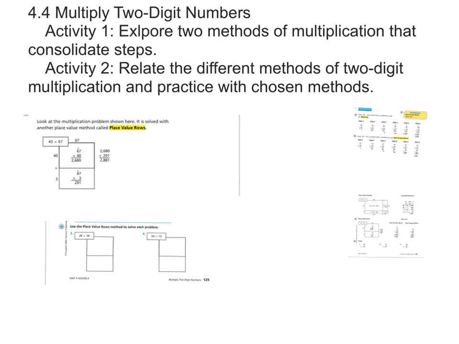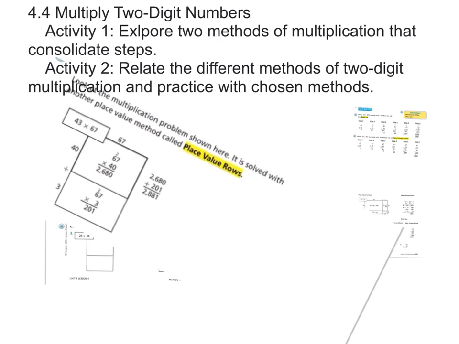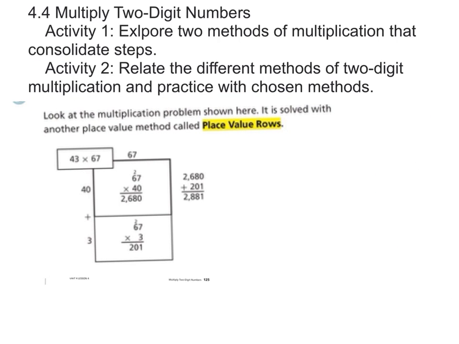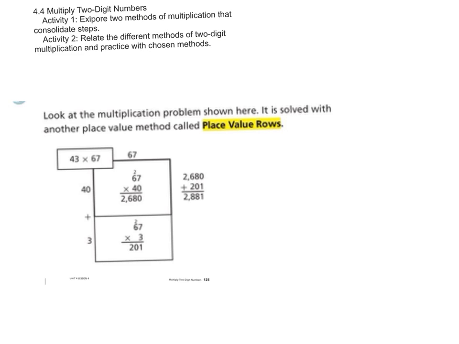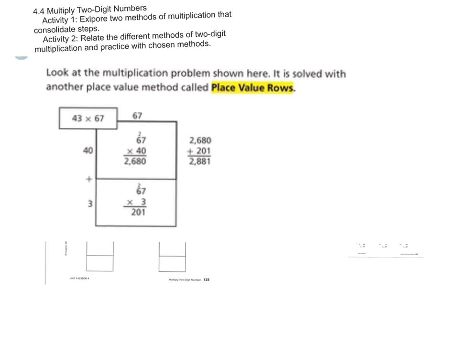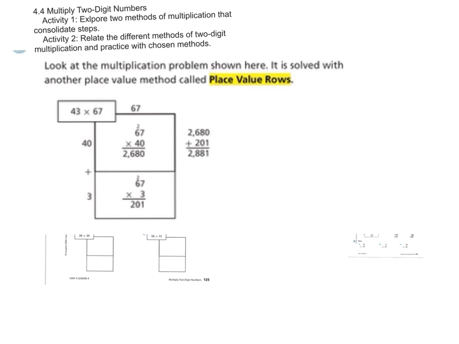So in class, we were discussing the place value sections and partial products and how to do expanded notation forms with the area model. Tonight, we're going to talk about place value rows. And here is an example of it right here. It's using our place values again, but it's looking at it more as a row.